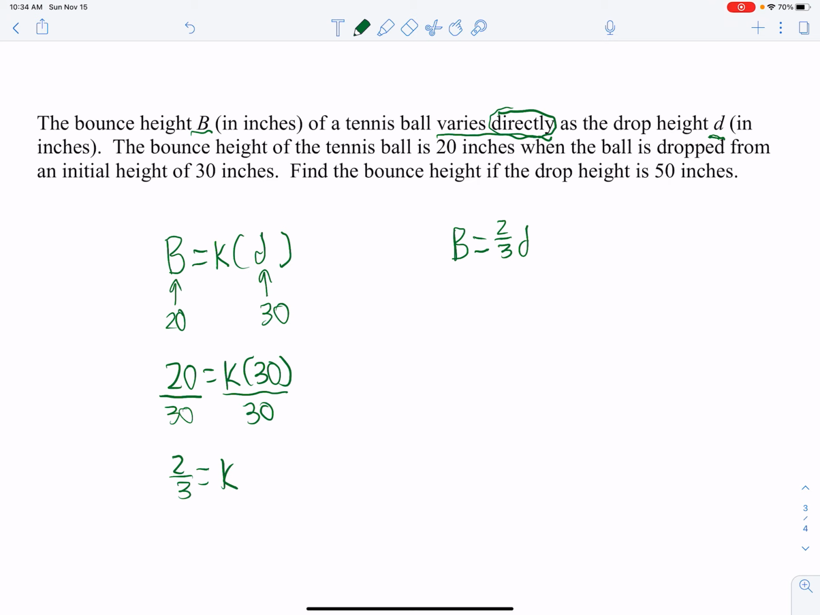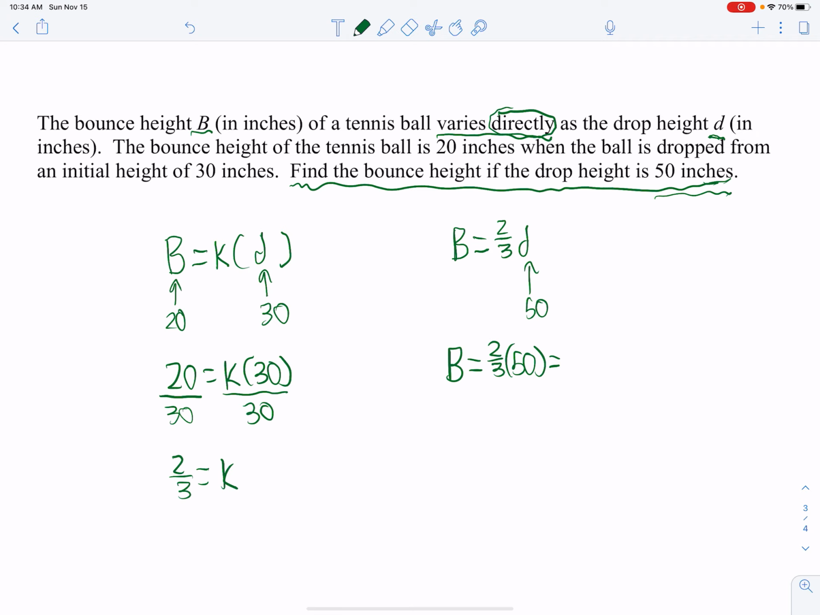Then we look at the last sentence, find the bounce height if the drop height is 50 inches. So we're going to take 50 and plug that in for the drop height. The bounce height is 2/3 times 50. Oh, so that's going to be 100/3, which is about 33.33, and here we're dealing with inches for our units.